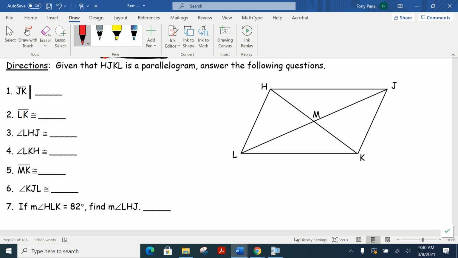This is, again, your parallel symbol. So when you see 2 lines like this, that's your parallel symbol. Normally they're like this, but it's hard to draw in Word to make them slanted like that. So the first one is just saying JK, that segment is parallel to what? And then LK is congruent to what?